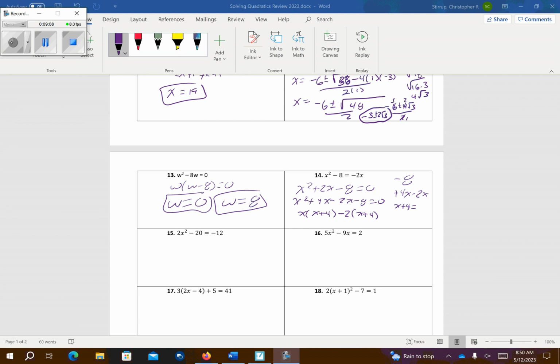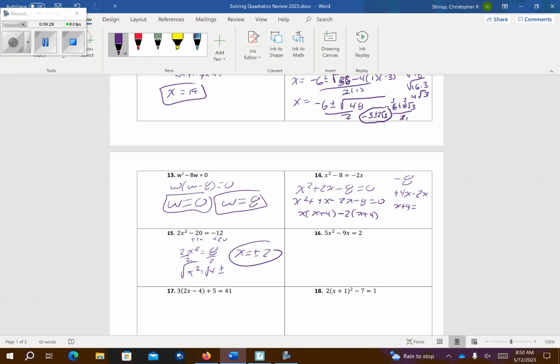Okay, problem number 15. Let's take a look at this. We could probably add 20 to both sides because we have 2x squared equals 8. Divide that by 2. So I'm going to get x squared equals 4. Root, don't forget the plus minus.